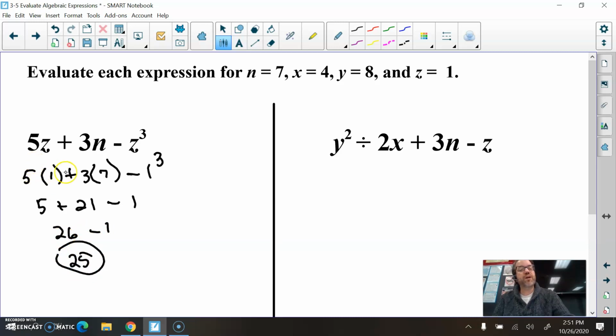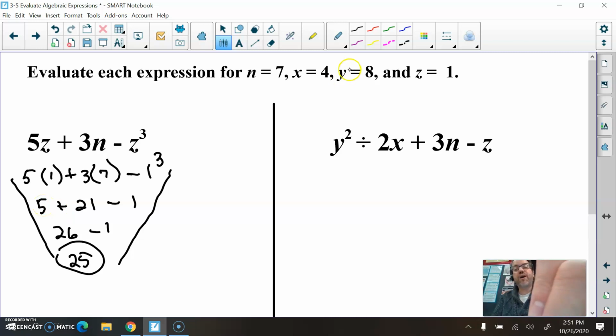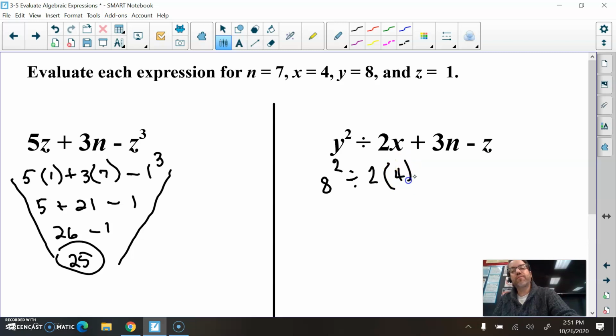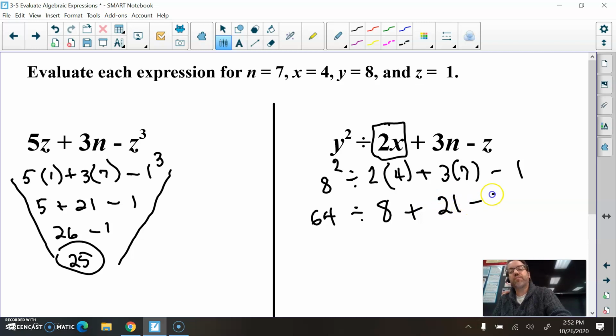When you're evaluating expressions, you should show all of your work like this, and you're going to see it kind of works its way down as you simplify towards your final answer and looks like an upside down triangle. Over here, I have y, which is 8 squared, divided by 2 times x, x is 4, plus 3 times n is 7, 3 times 7, minus z, which is 1. 8 squared is 64, divided by 2 times 4. I have to do this next because we needed to know what 2x was equal to. That's 8. Plus 3 times 7 is 21, minus 1.